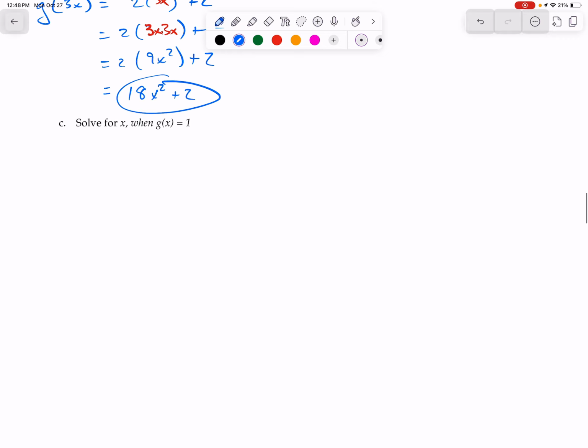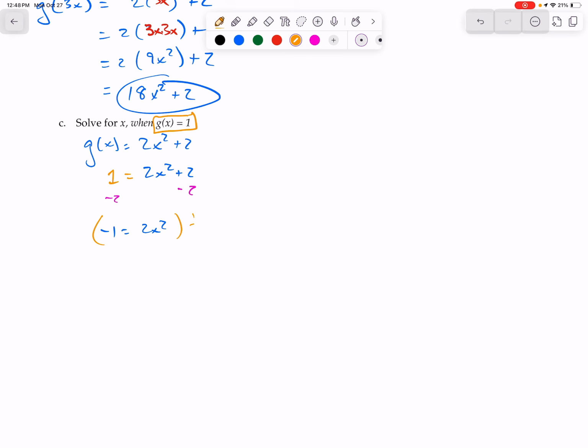Let's write down g here. So g of x is equal to 2x squared plus 2, right? But now we're being told that it also equals 1. So 1 has to equal 2x squared plus 2. Let's subtract 2 on both sides. We get negative 1 equals 2x squared.